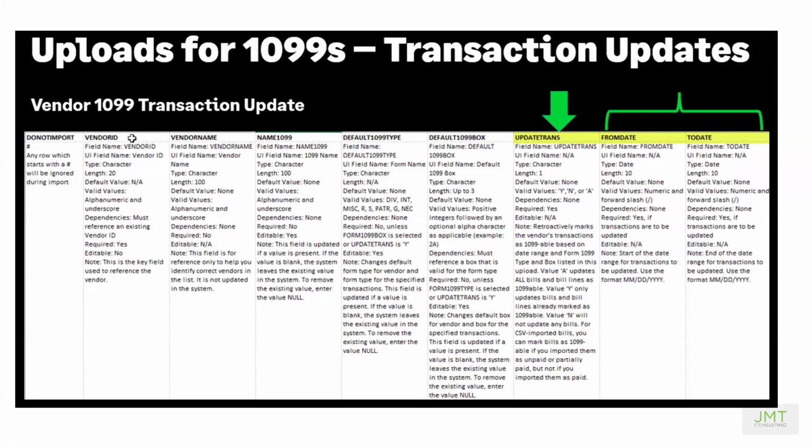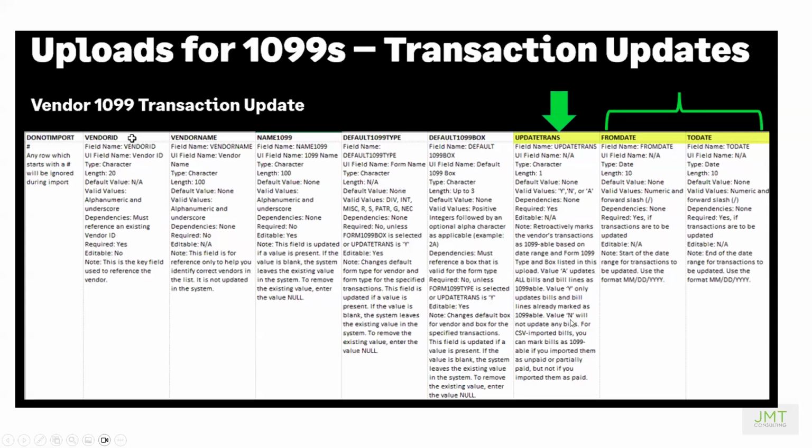That's a new word. Did you know that? If you do value Y, that will only update bills and bill lines that are already marked as 1099able. And so you may be thinking, well, if they're already marked as 1099able, why do I need to update it? Well, what if you accidentally put NEC and it should be miscellaneous? That allows you to change it. And that's why that's there.